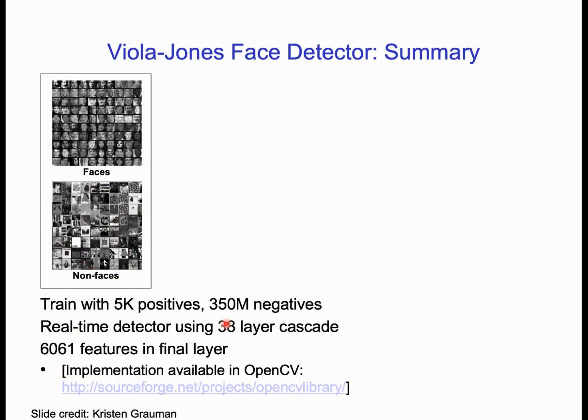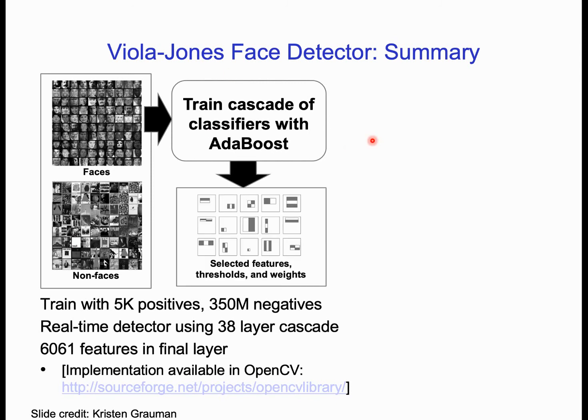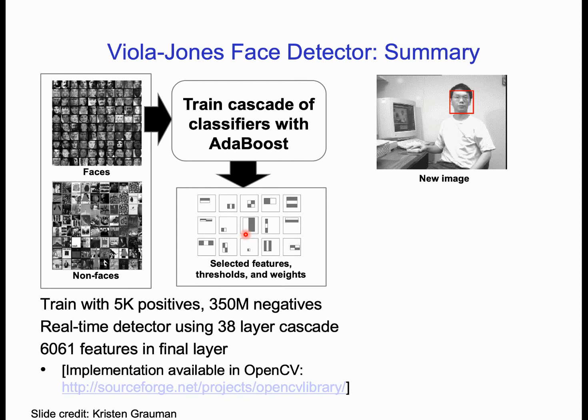So the Viola-Jones face detector, basically the summary is: I have a large training data set of faces and non-faces. I train a classifier using the integral image features using AdaBoost. And basically, the AdaBoost algorithm selects the features and weights them. And I create a cascade of classifiers that will go through each patch in the image. And in the sliding window approach, we'll find the face or multiple faces in the images.